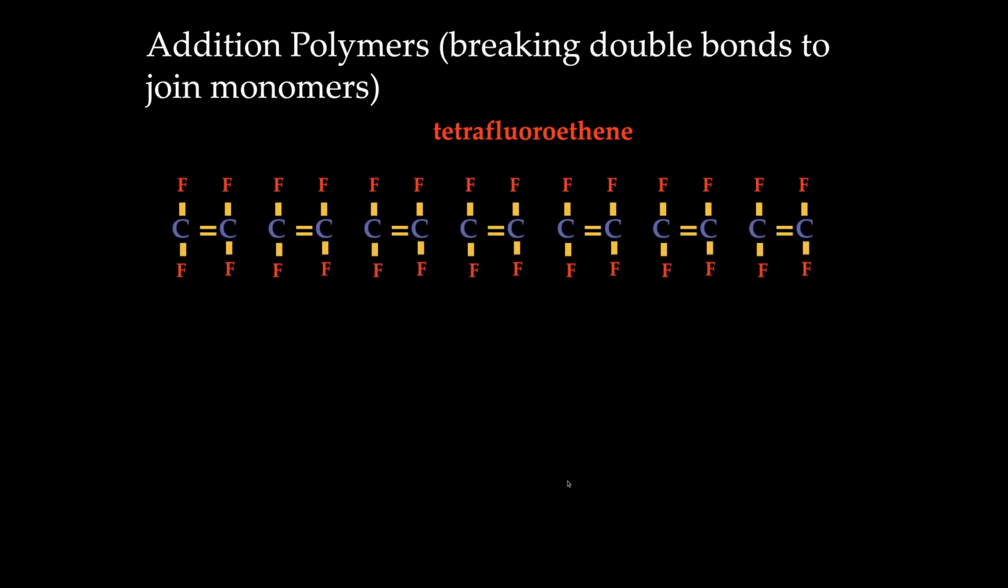Another addition polymer would be tetrafluoroethene. Again, eth is two carbons, ene is double bonded. Tetrafluoro means that there are 4 fluorine atoms on the molecule. Tetrafluoroethene. If we break the double bond, this will free up space for the molecules to join with each other to make polytetrafluoroethene, otherwise known as PTFE.